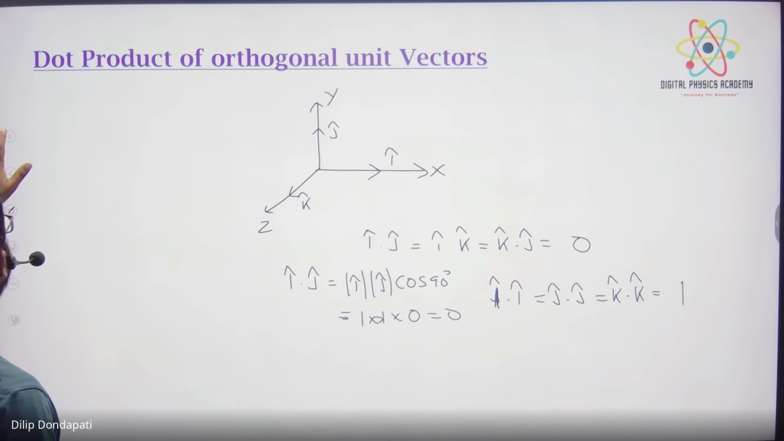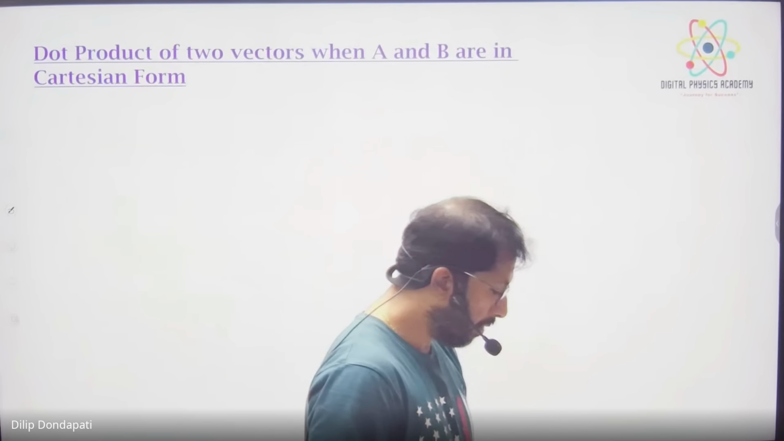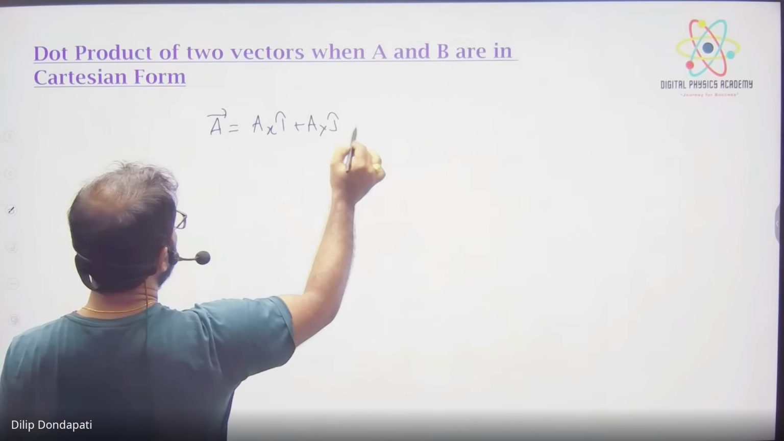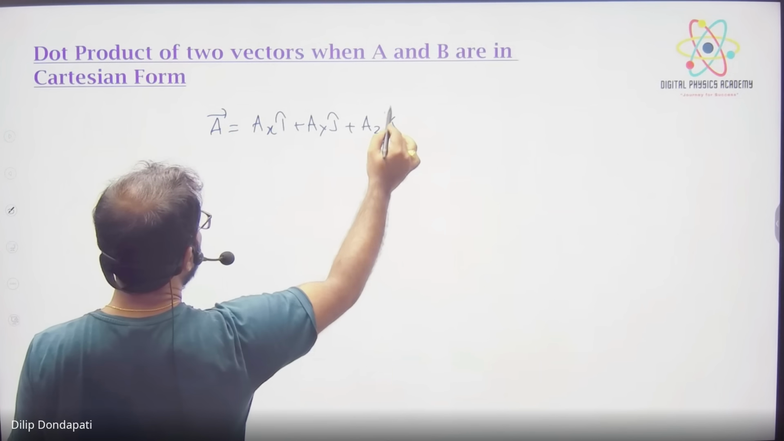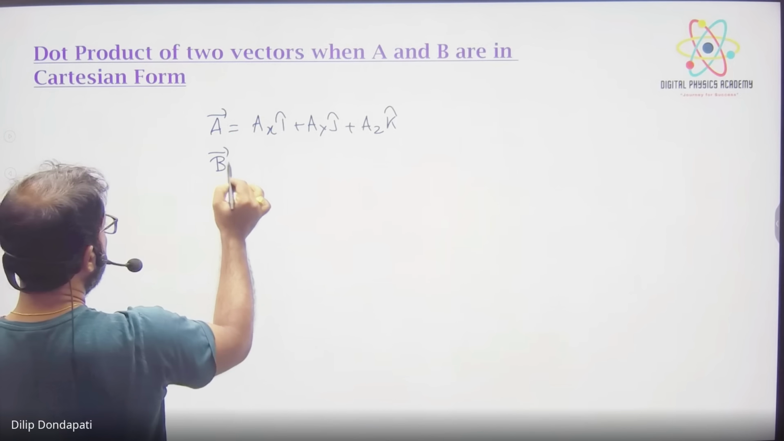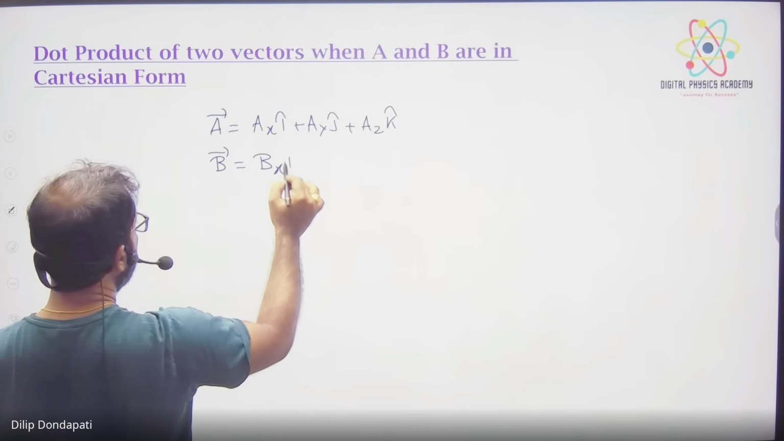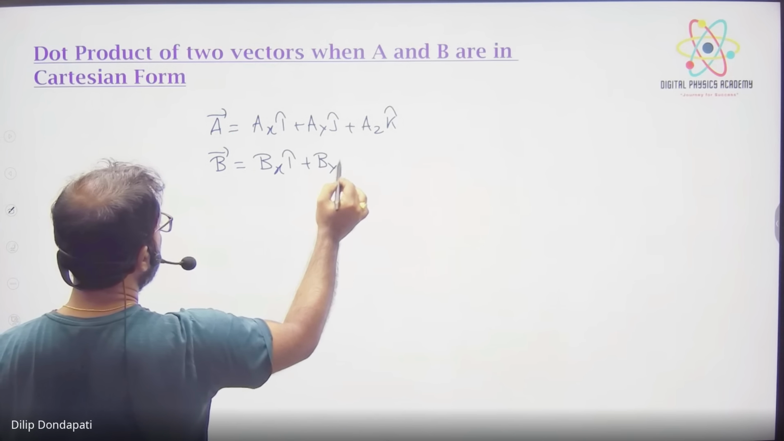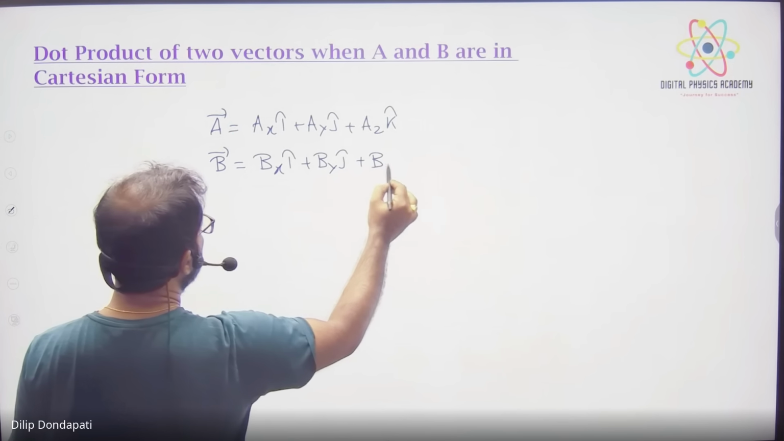चलो. Now dot product of two vectors when A and B are in Cartesian form. Tell me when A and B are in Cartesian form. Suppose A vector is Ax I cap plus Ay j cap plus Az k cap. And B vector is Bx I cap plus By j cap plus Bz k cap.